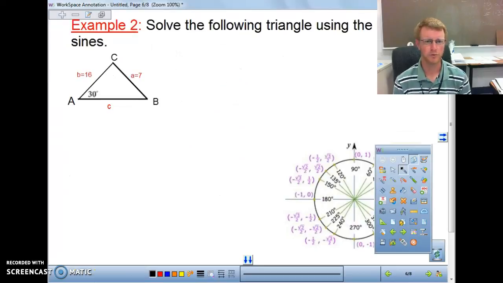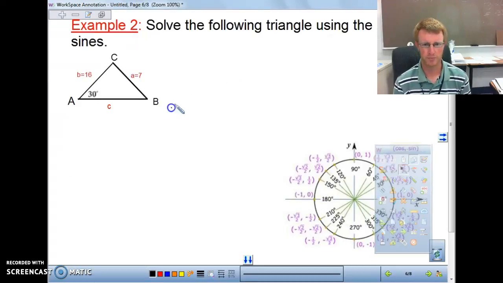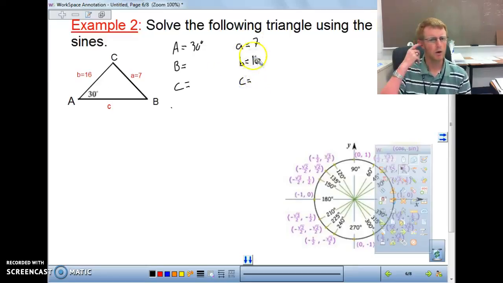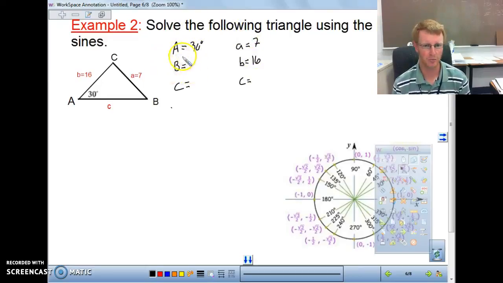In example 2, we're going to almost do the same thing here, but we just have different side lengths. So we have angle 30 still. So let's label everything. A equals 30 degrees. B equals we don't know. C equals we don't know. Side a we know is 7. Side b is 16. And side c we don't know. So again, we're going to go through this the same way. We're going to try and find what angle B is.